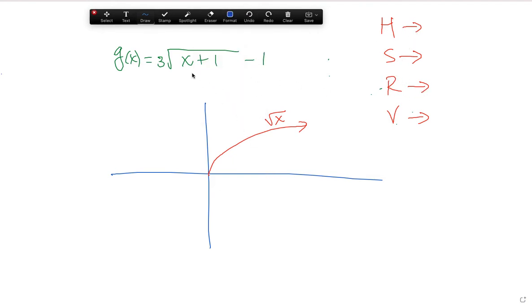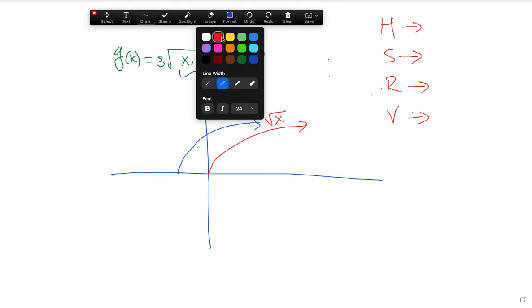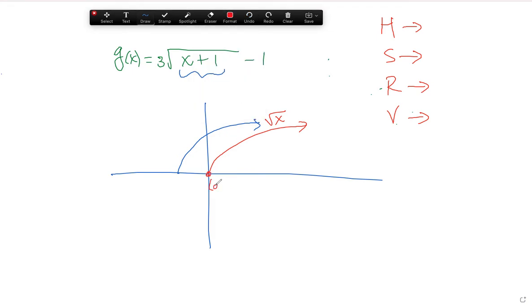So we start with the horizontal. Since it's inside, it means it's to the left one. So we take it to the left one. Now, the one in red, 0, 0 would have been a point, and then 1, 1, because the square root of 1 is 1, is another point. And then we go to 4, and it's 4, 2. So 4, 2 is an additional point.